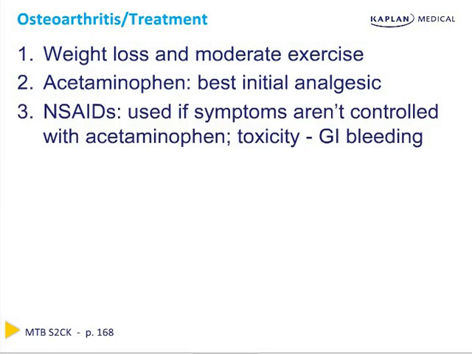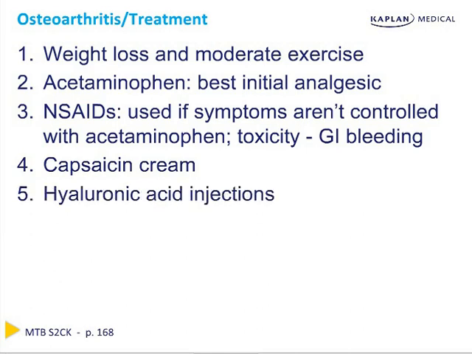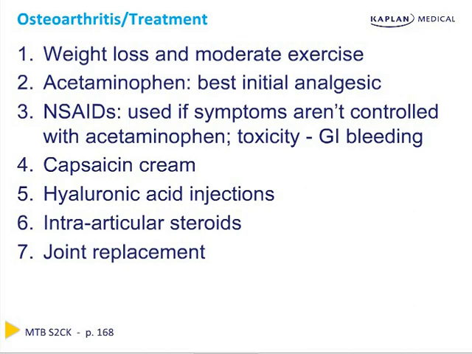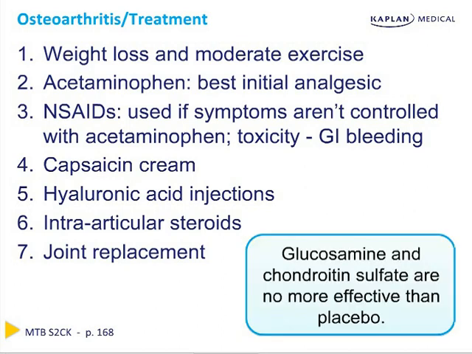NSAIDs are used when pain is not controlled with acetaminophen, second line only because of their toxicity, particularly GI bleeding. Capsaicin cream has been shown to have some mild effects. Hyaluronic acid injections into large joints, specifically the knees, have been beneficial. Intra-articular steroids are only used if pain is not controlled, and a joint replacement is indicated if the pain and disease is truly severe. Remember, glucosamine and chondroitin sulfate are no more effective than placebo.